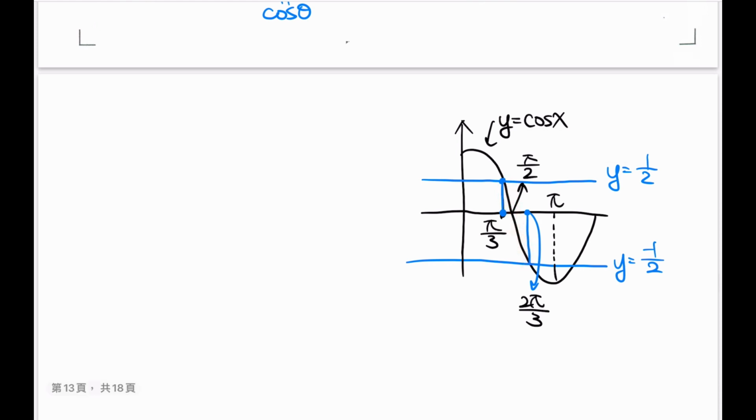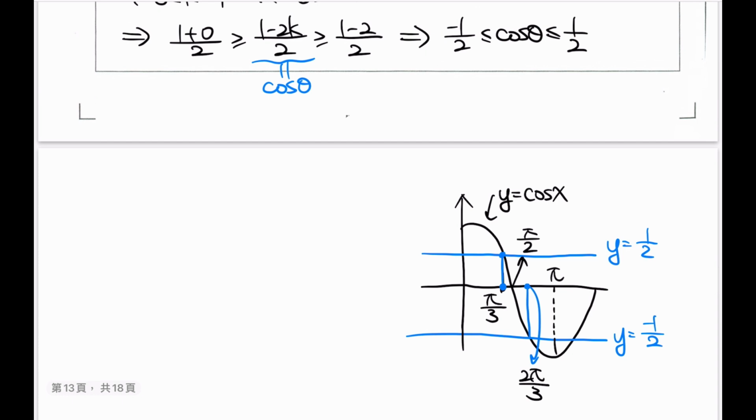So cosine theta being between -1/2 and 1/2 implies that theta must be greater than or equal to pi over 3 and less than or equal to 2 pi over 3. So this is the range for the value of theta such that there will be two possible positions of M.